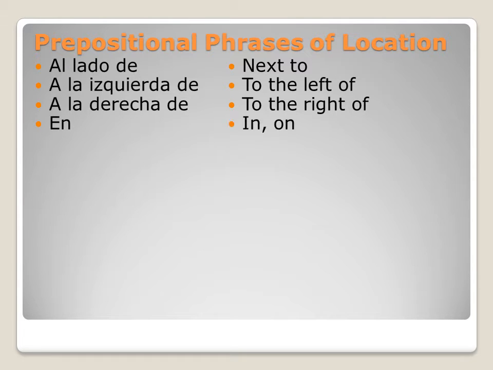En is in or on. That's pretty easy. They sound almost the same. Cerca de, near. Con is with. You may have heard of dishes like pasta con broccoli or arroz con pollo. That's chicken with rice. Or pasta with broccoli. It's with. Con means with.